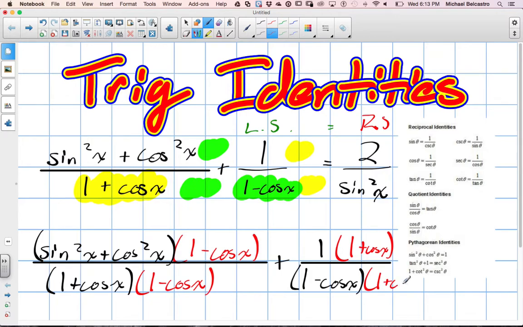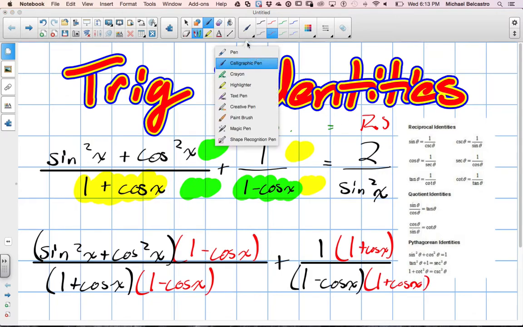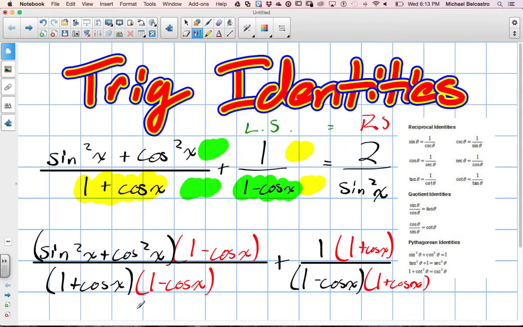So this is where things can start to become pretty confusing. We're going to have to use FOIL, the distributive property, and we're going to start multiplying sines times cos and sines, and there's probably going to be a bunch of factoring. If you're okay with that, that's great, and just keep working it out this way.